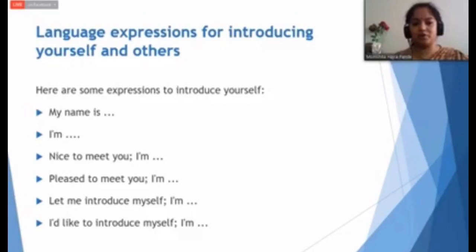When I say, I am Madhavi, I am a teacher, that is an expression from informal to semi-formal. When I say, nice to meet you, I am Madhavi, or pleased to meet you, I am Madhavi, these two expressions are semi-formal to formal. When we say, let me introduce myself, I am Madhavi, or I would like to introduce myself, I am Madhavi, these two expressions are formal.